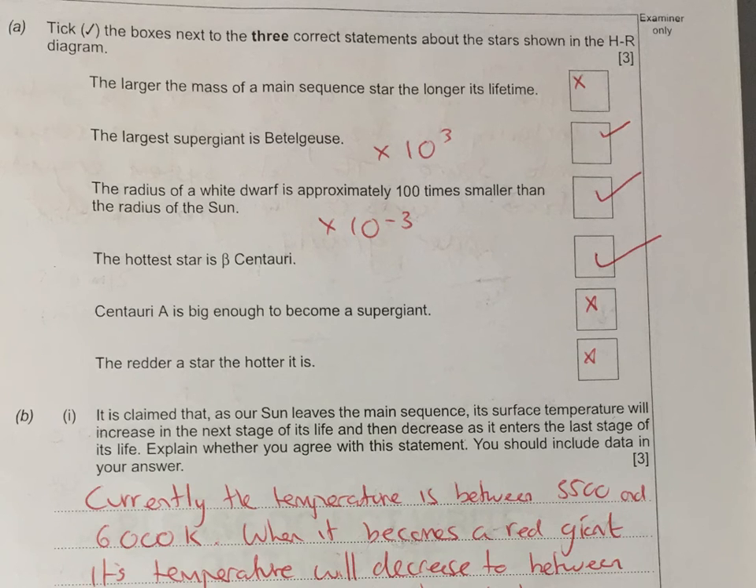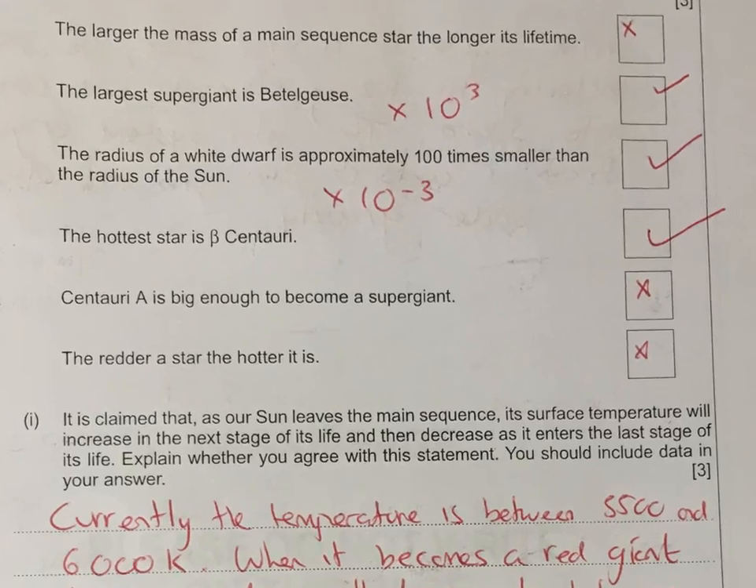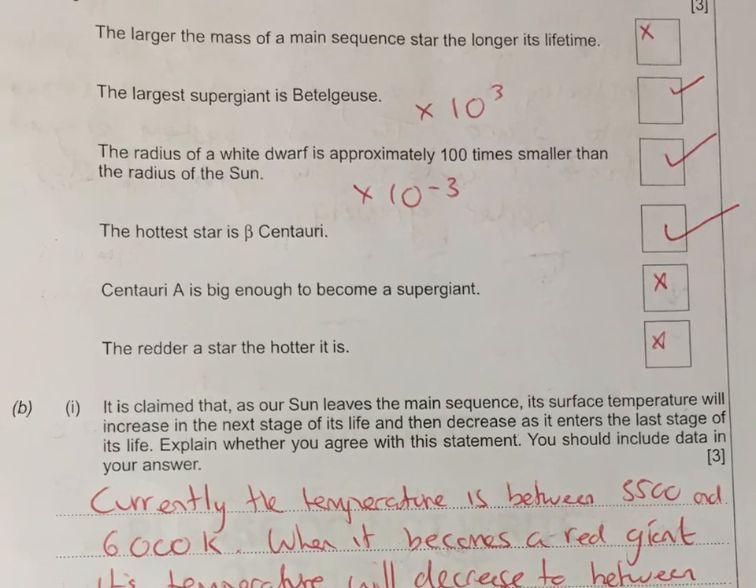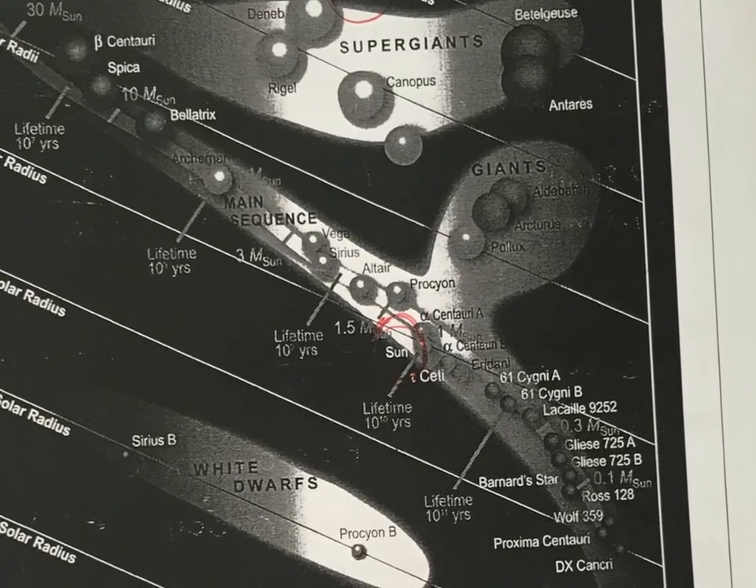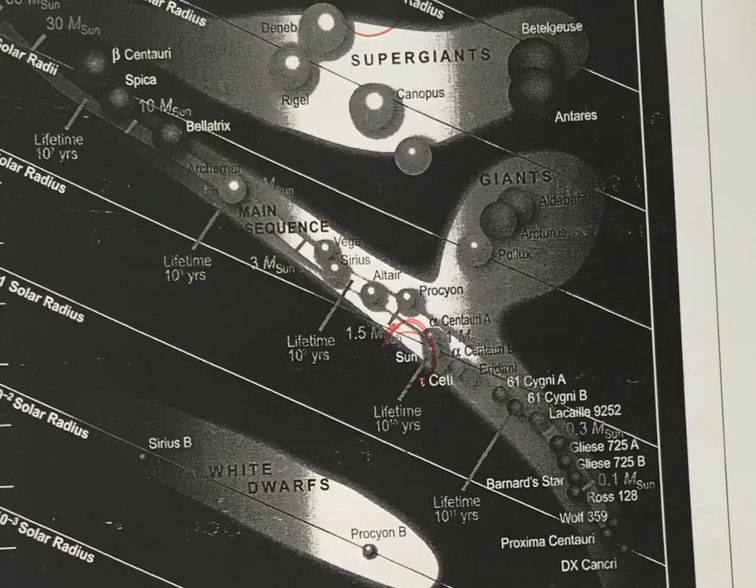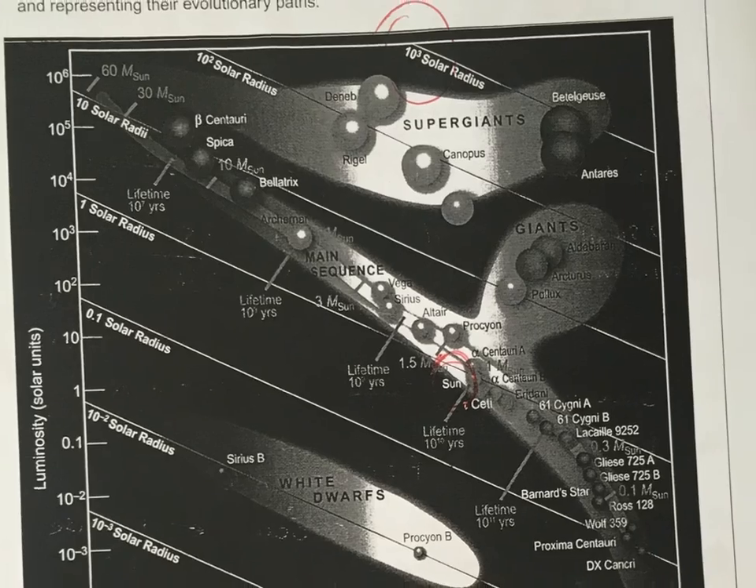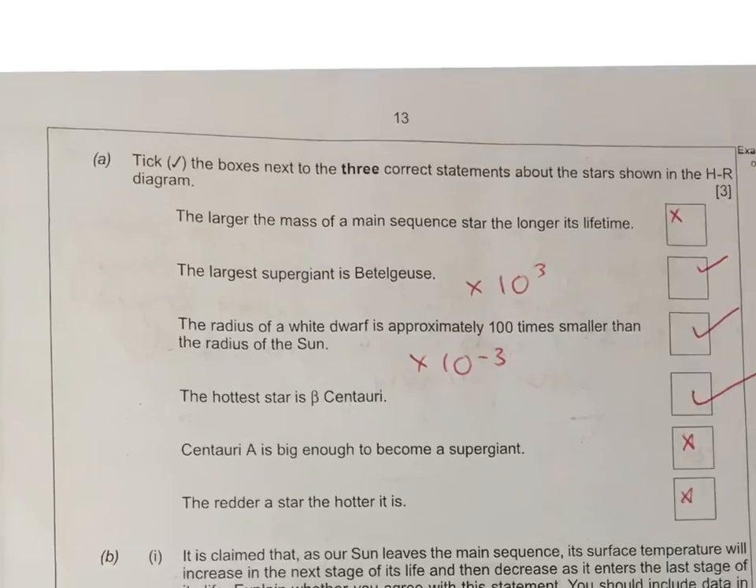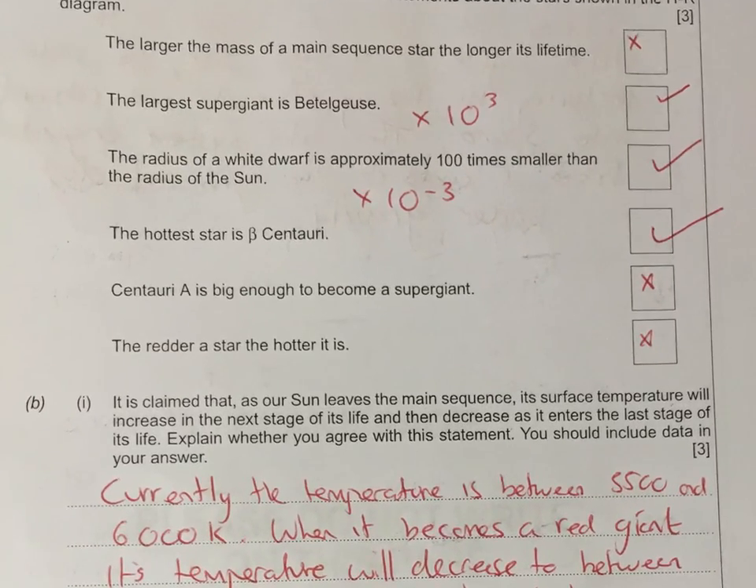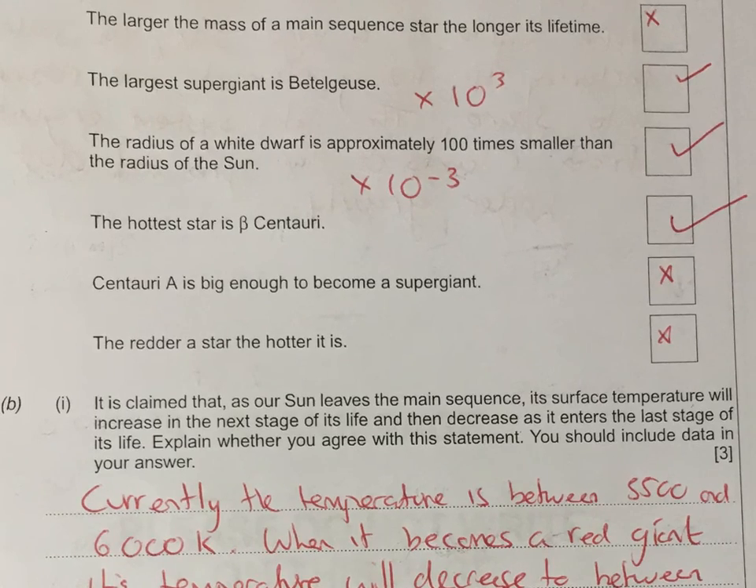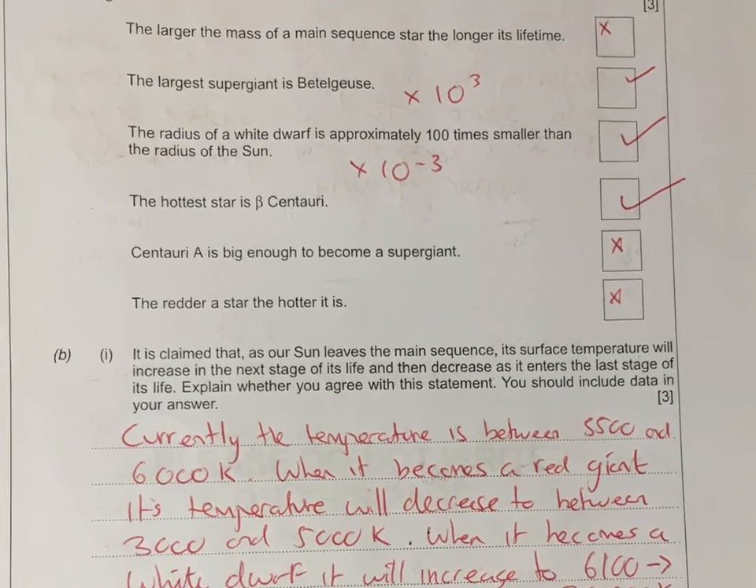Centauri is too big to become a supergiant. Is big enough to become a supergiant. Let's have a look. Centauri A. I need to find it. Anyway, it's going to be wrong. I mean, we can prove that. It just takes a bit of time. And the redder the star, the hotter it is. And we know that the redder the star, the cooler it is.